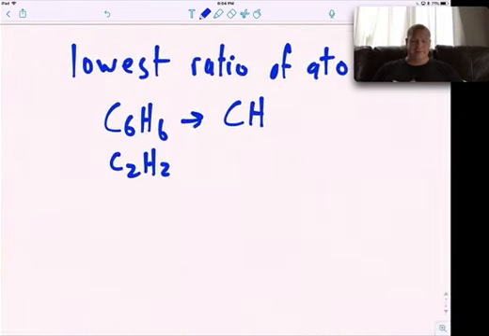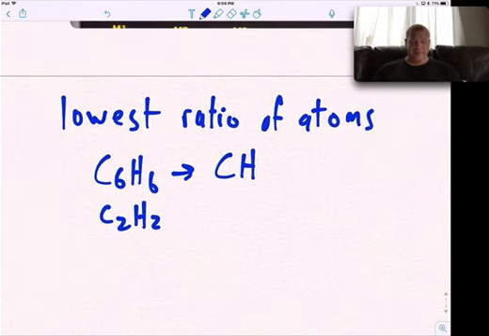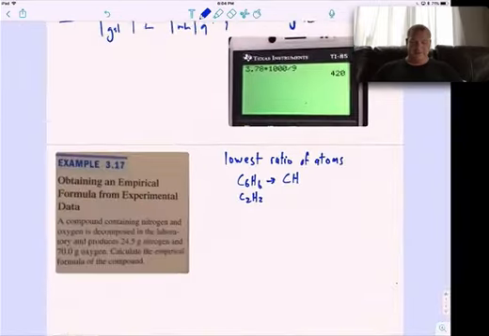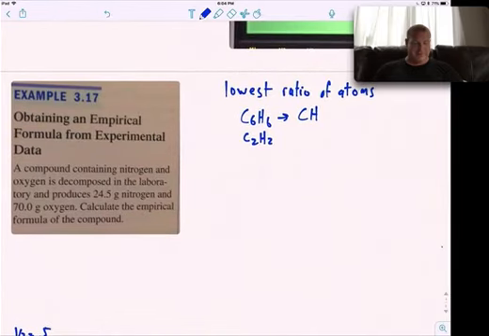C6H6 and C2H2. C6H6 is also known as benzene. C2H2 is also known as acetylene. Benzene is a liquid. Acetylene is the stuff they use in blow torches for welding. So they are very different compounds, but they both have the empirical formula of 1 carbon to 1 hydrogen. So that's a caution with this. It tells you some information, not all of the information, but let's go through it.